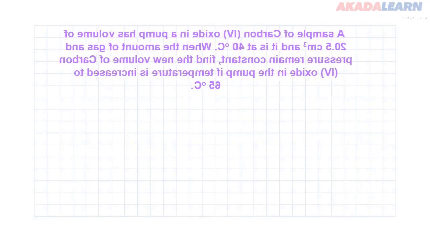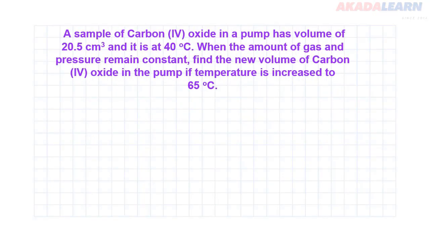So let's take an example. A sample of carbon 4 oxide in a pump has a volume of 20.5 cm cubed and a temperature of 40 degrees Celsius. Find the new volume of carbon 4 oxide in the pump if temperature is increased to 65 degrees Celsius.